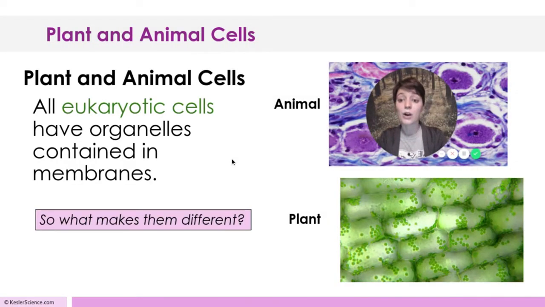Okay, so again, all eukaryotic cells have organelles contained in membranes. Prokaryotic cells do not have membrane-bound organelles. They're much more simple than eukaryotic cells. Eukaryotic cells include plants, animals, fungus, and some other organisms. Bacteria would be an example of a prokaryotic cell.